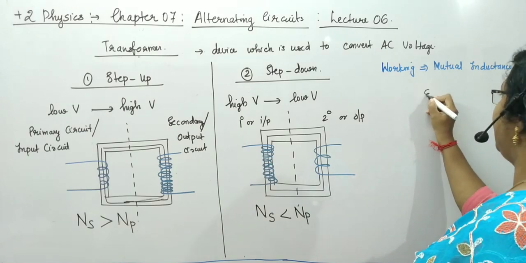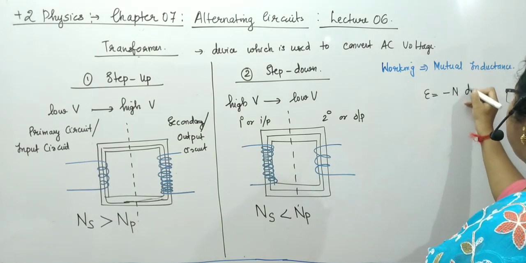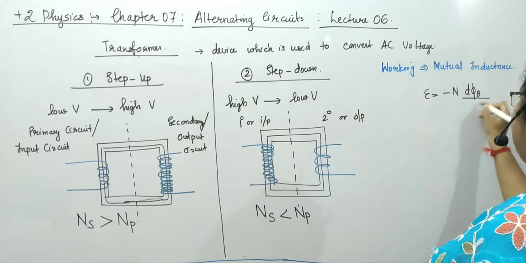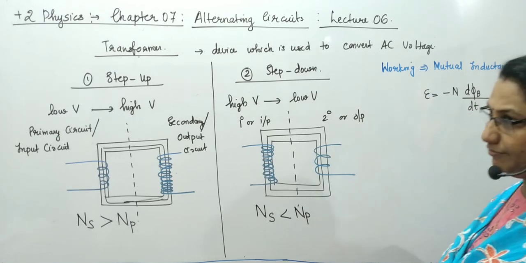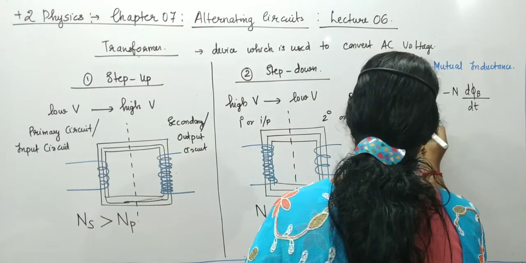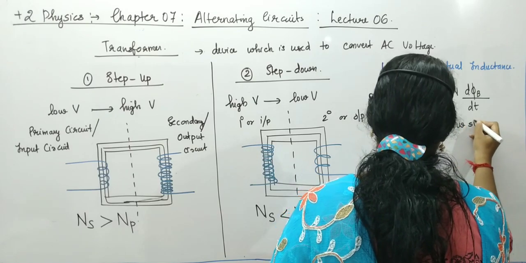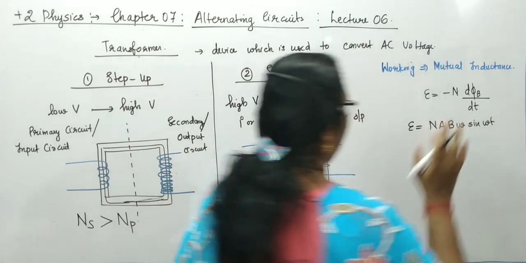In mutual inductance we have studied E is equal to minus N d phi B by dt, the induced EMF. On solving, the equation becomes N A B omega sine omega t, the starting of our AC.